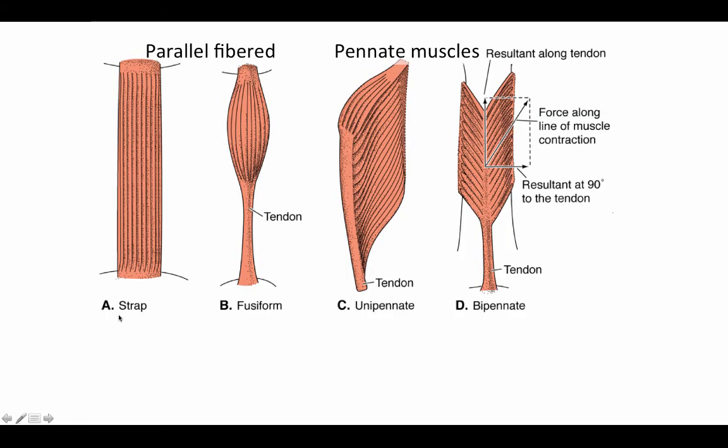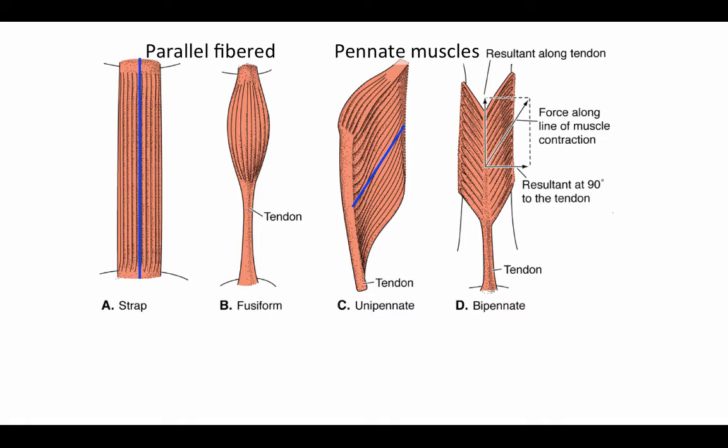So if we think about these parallel fibered muscles and pennate muscles, we look at the fiber lengths. Generally in vertebrate muscle, all of the sarcomeres are going to contract simultaneously, and they're going to shorten about 30% of their length. So if each sarcomere shortens simultaneously to about 30% of its length, that means that the whole muscle is going to shorten about 30% in the same amount of time. It's all going to happen simultaneously.